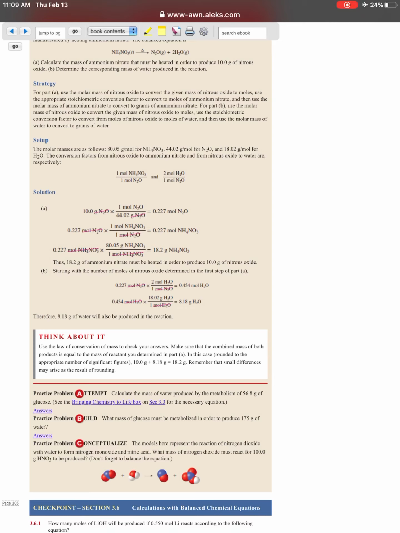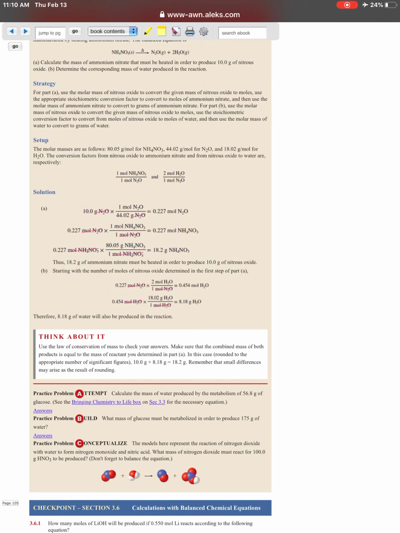If you add those 2 together, you get 18.18 grams. However, the N2O was only 10.0, not 10.00, so it only went out 1 digit past the decimal point. So adding those 2 and rounding, you get 18.2. 18.18 rounds to 18.2. That's exactly the amount of ammonium nitrate that had to be heated.